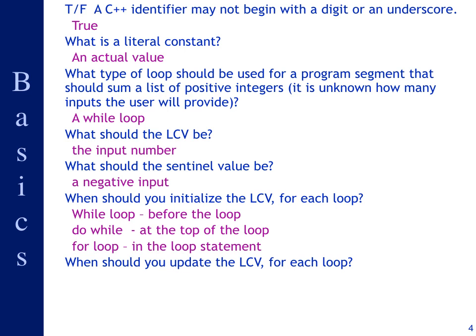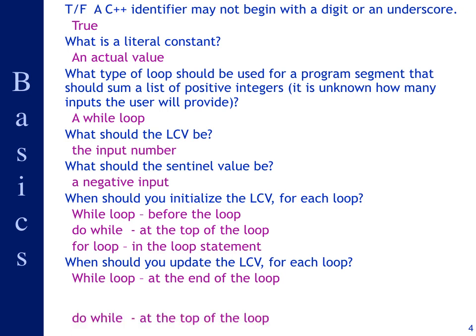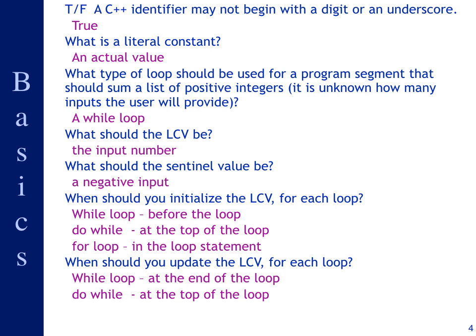How about when we update the loop control variable? Okay, again, for a while loop, at the end of the loop, before we go back up to the top to test it. On the do while loop, we do it at the top of the loop again, because the test is done on the bottom. And on the for loop, again, it goes in the loop statement.